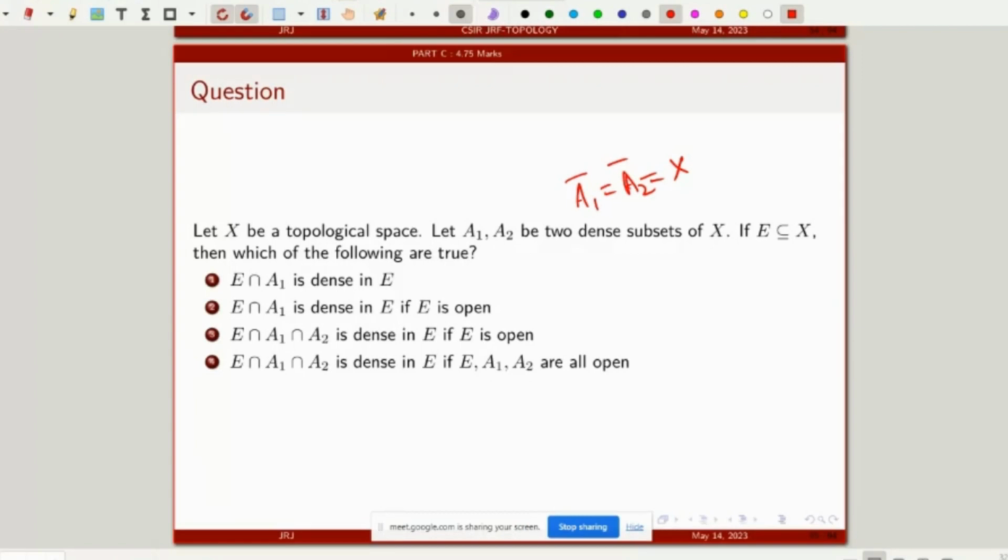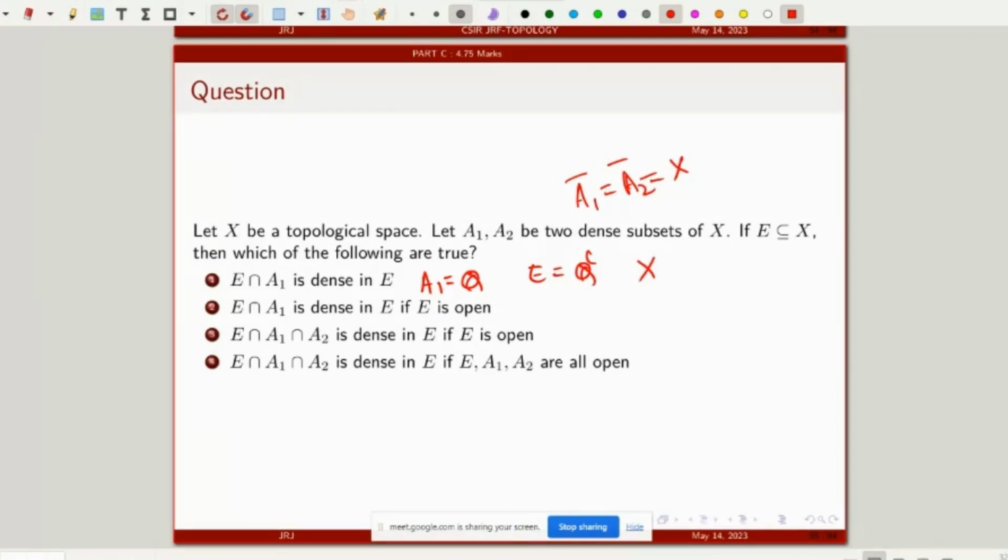Now if E is a subset of X, which of the following are true? E intersection A1 is dense in E. Will it be true? Not necessarily true. We can take Q and R minus Q. You can take A1 equal to Q and E equal to Q complement. So E intersection A1 need not be dense in E. So we can eliminate that option. Now about the other one.